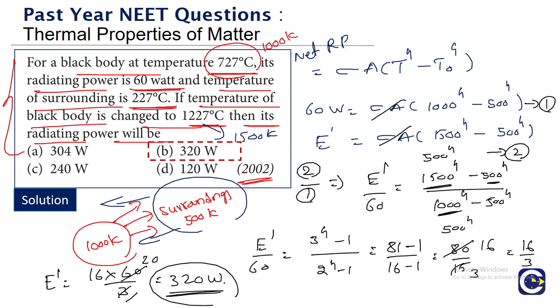All that we are doing in this question is this: the only place where some of us could go wrong is not considering the net radiation power. So we have to consider the net radiation power. Whenever the surrounding temperature is given, it means the object is radiating heat to the surrounding, and the surrounding also radiates back. So we have to consider the net radiation power.